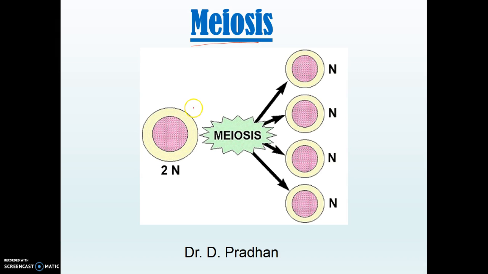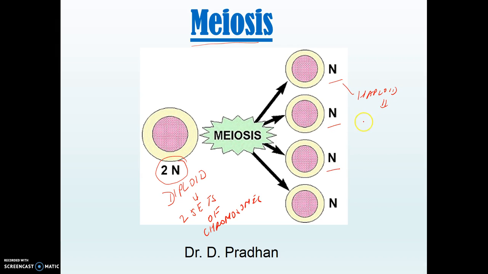Well, meiosis is a type of nuclear division in which we take a cell which has 2N. Now 2N would be diploid. What does diploid mean? Diploid means it has two sets of chromosomes. So during this meiosis division, one cell will produce 4 daughter cells with N chromosomes. That means this is haploid. Haploid is the same as saying one set of chromosomes.